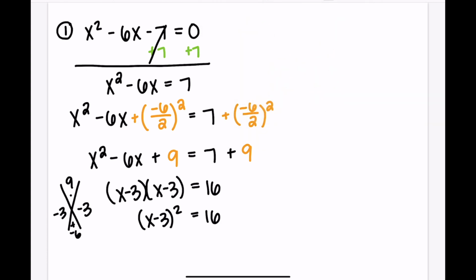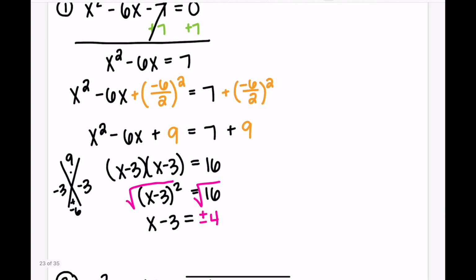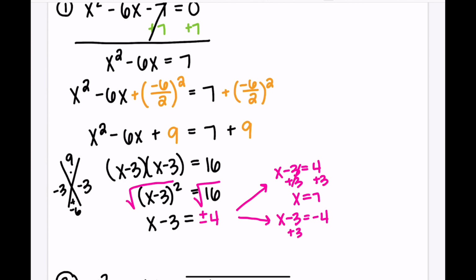So to solve with square roots, we're just going to take the square root on each side. That gives us x minus 3 equals, the square root of 16 is either positive 4 or negative 4. And this is where our two answers come from. X minus 3 equals 4, and x minus 3 equals negative 4. Okay, so add 3 on each side here, and we get x equals 7. Add 3 here, we get x equals negative 1.